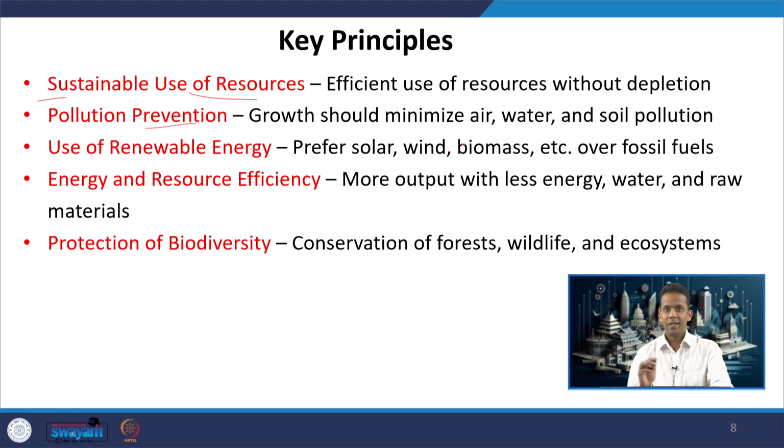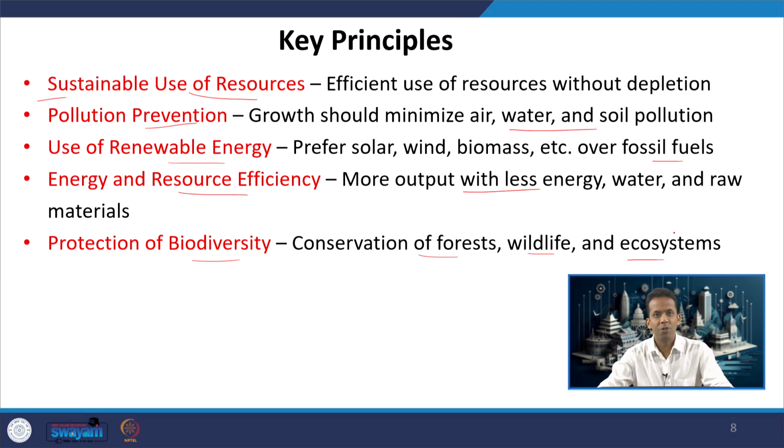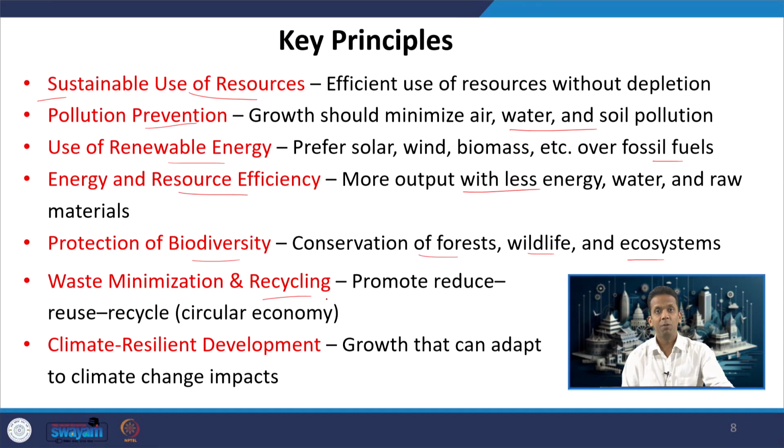Pollution prevention. The economic growth should be such that the air, water, soil pollution are minimum. Use of renewable energy should be preferred over the use of fossil fuels. Energy and resource efficiency. Emphasis should be on getting more output with less energy, water and raw materials. It means increasing the efficiency of processes and efficiency of utilization of resources. Protection of biodiversity. Obviously, it deals with conservation of forest, wildlife and ecosystems. Waste minimization and recycling. It will promote circular economy or reduce, reuse, recycle economy. And climate resilient development, the economic growth that can adapt to climate change impacts.